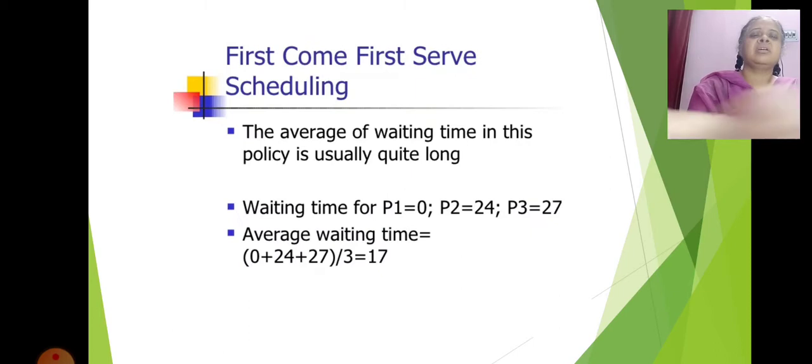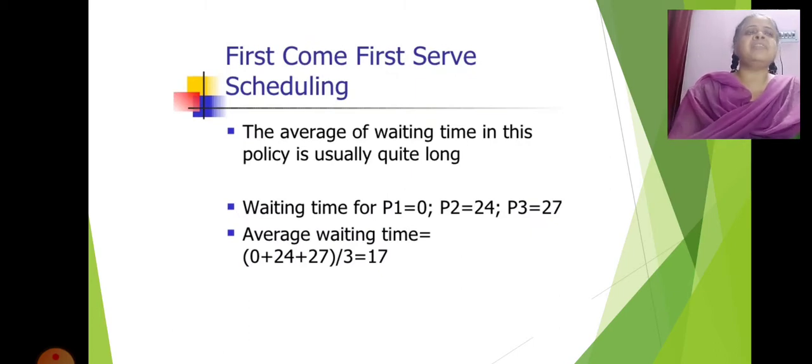Thus, the average waiting time is 0 plus 24 plus 27 divided by 3. That comes to 17 milliseconds. So what we can see is that the average waiting time in this policy is quite long.